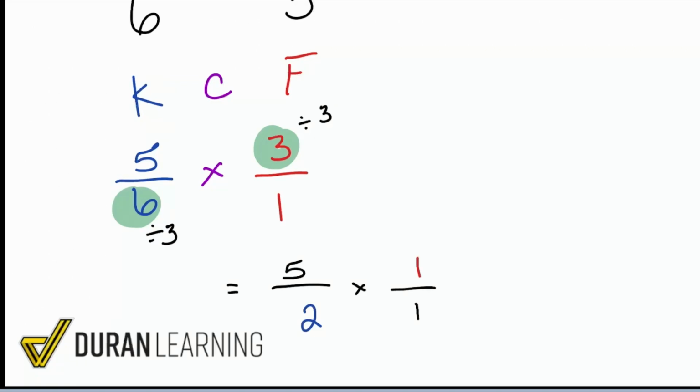Now that we're here, we can just multiply nice and easy. 5 times 1 is 5. 2 times 1 is 2. And there's our answer. However, everybody, the answer is probably going to have us write this as a mixed number. What do I do to turn an improper fraction into a mixed number? How do I do that? Yeah, we want to divide, exactly. We want to divide, and once we divide, the remainder is what remains in the numerator. Remember, the remainder remains in the numerator.